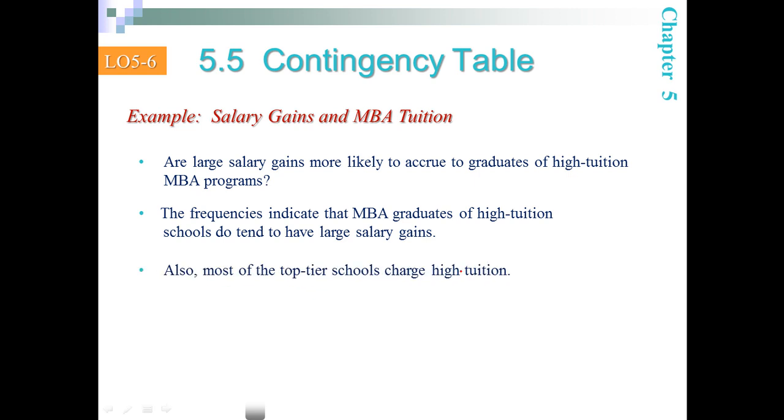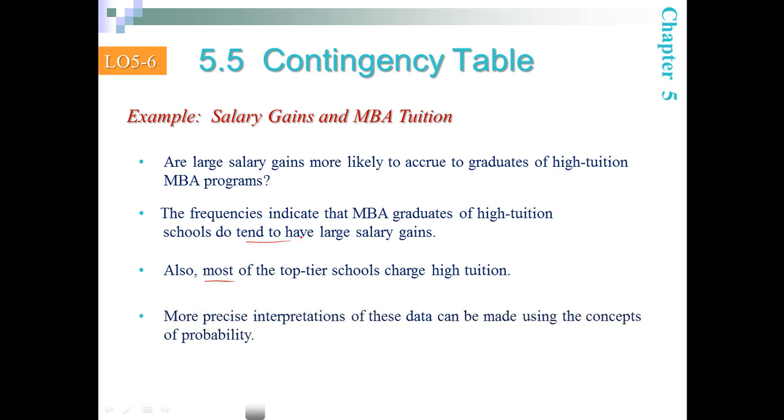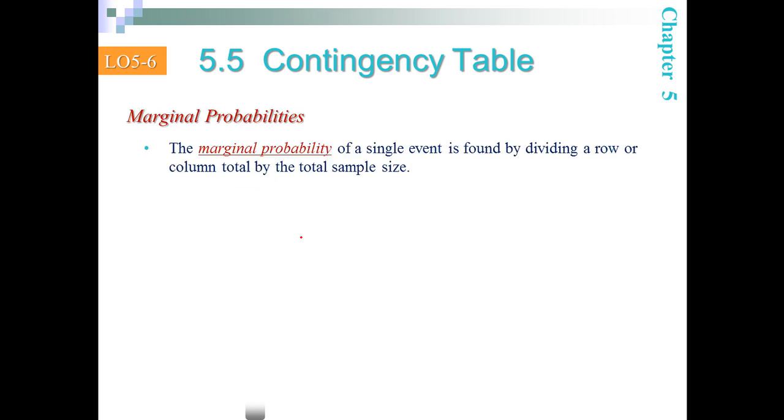Most of the top tier schools charge high tuition. We can see that. So what does it mean, most and tend to have and so forth? Those are questions that can be better answered using probability, and a cross-tabulation table is set up perfectly to do that sort of thing.